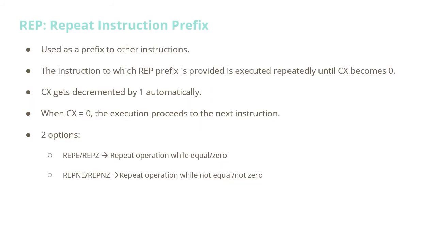The first instruction is the REP instruction, which is the repeat instruction prefix. This instruction is used as a prefix to other instructions. What it does is make the instruction to which it is provided as a prefix execute continuously or repeatedly until the value present in CX, the counter, becomes 0. The CX will get decremented by 1 automatically after each operation. When the value in CX becomes equal to 0, the execution proceeds to the next instruction in the series of instructions.